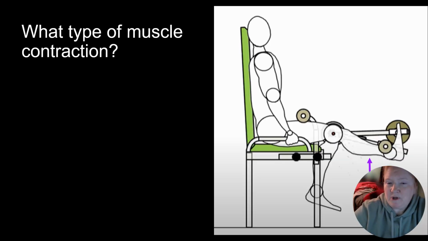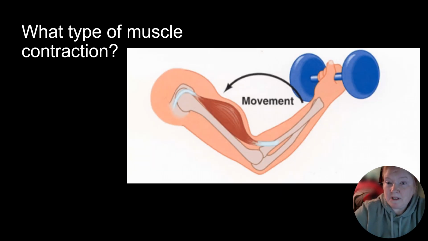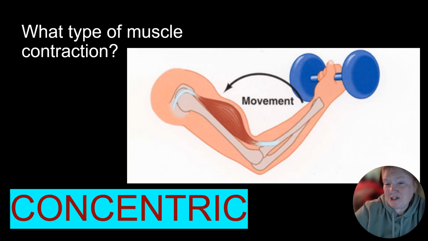What kind of muscle contraction is illustrated here? Concentric. What kind of muscle contraction is illustrated here? Concentric.